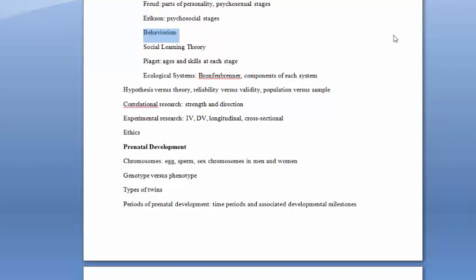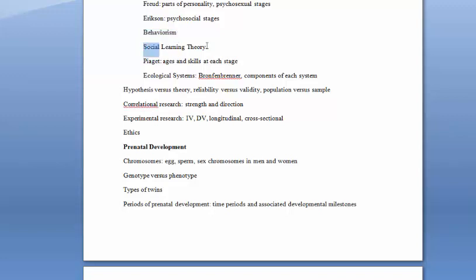We also talked about behaviorism, the idea that behavior is most important, that you are what you do, and that we learn from modeling other people, we learn from conditioning. I know that during the cognitive lecture we talked about reinforcement and punishment, operant conditioning, and we talked about classical conditioning as well. Those would be ideas that would fall under the category of behaviorism.